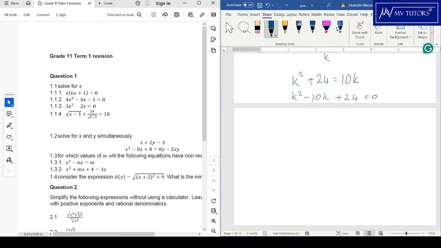Now I need to factorize this. I'll open two brackets. Okay, it's equal to 0. Factors of 24, let's go. So I got 24. 1 and 24, of course. Will it give me 10? No. 2. 24 divided by 2 is 12. This one looks promising.